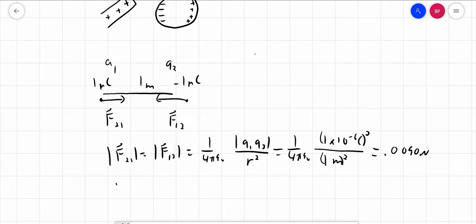But we were asked not just for the magnitude, but also for the direction. Well, for F21, we can see this is going in the positive x direction. So it's positive 0.0090 newtons in the x direction. And F12 is always going to be negative what this one is because of Newton's third law. Or we could have seen that just from the way that we drew the picture here.